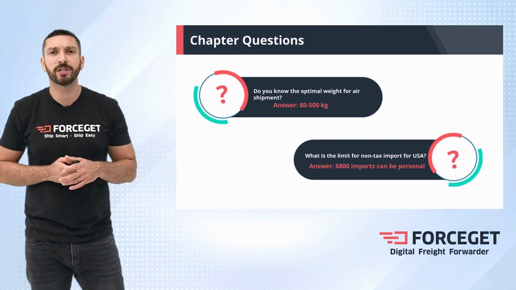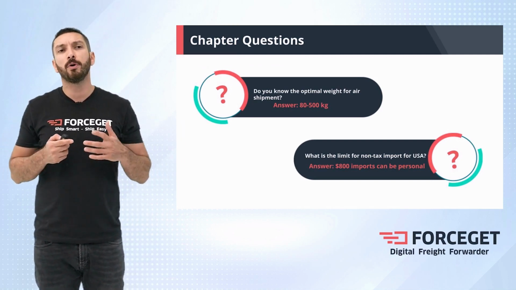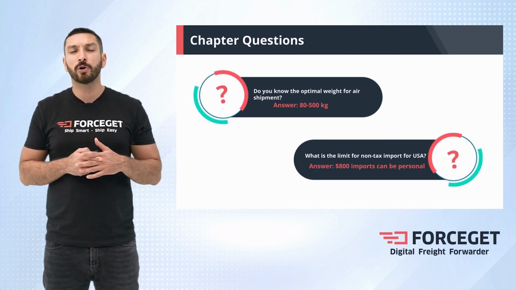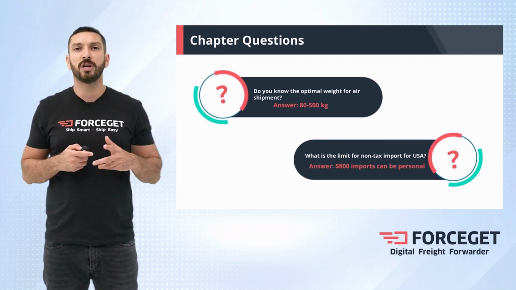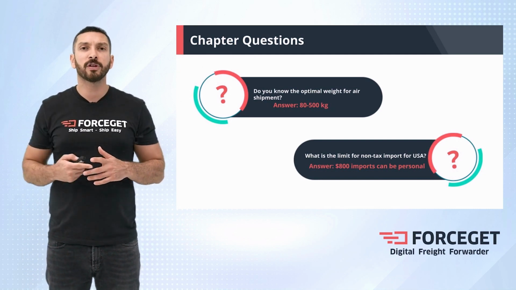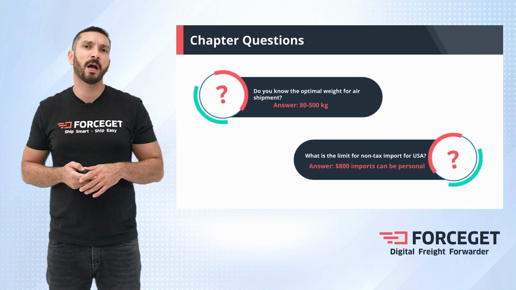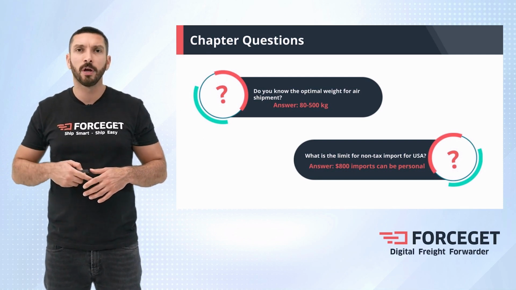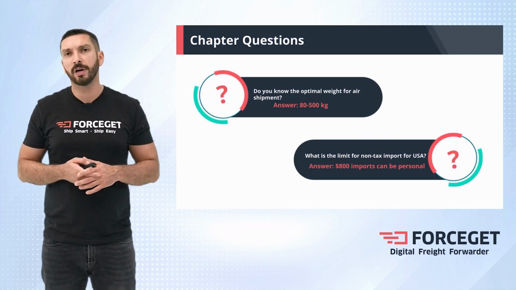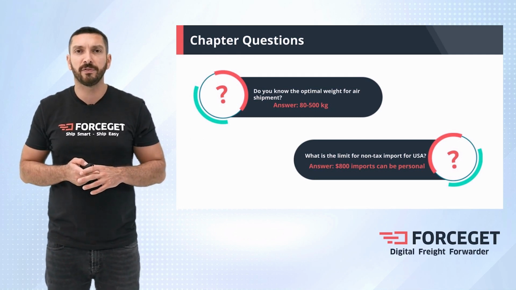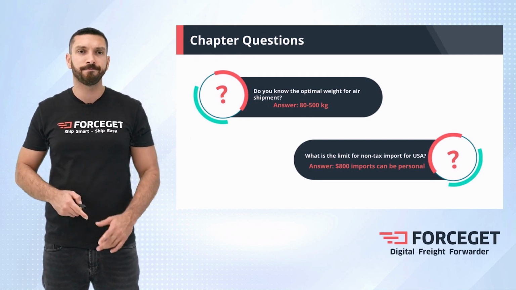So the chapter question in here will be, what is the most optimal weight for air shipment? We would say 80 kilograms up to 500 kilograms. This is generally for air DDP. If you have something heavier, 2 tons, 3 tons, 2,000, 3,000 kilograms, I highly recommend you choose airport to airport, clear the customs with your own customs broker or your freight forwarder, and ask the freight forwarder to arrange the LTL delivery or the UPS within the last mile.